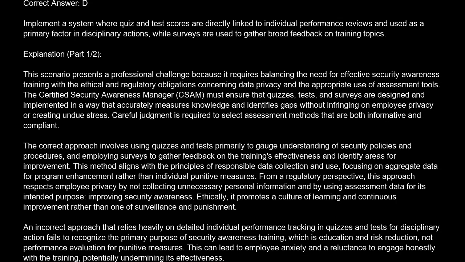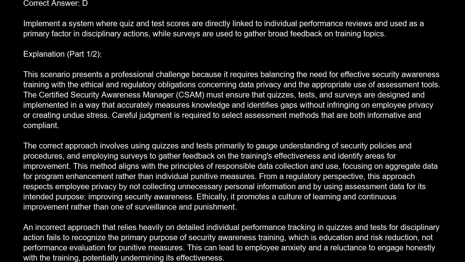The correct answer is D. Implement a system where quiz and test scores are directly linked to individual performance reviews and used as a primary factor in disciplinary actions, while surveys are used to gather broad feedback on training topics. Explanation. This scenario presents a professional challenge because it requires balancing the need for effective security awareness training with the ethical and regulatory obligations concerning data privacy and the appropriate use of assessment tools.